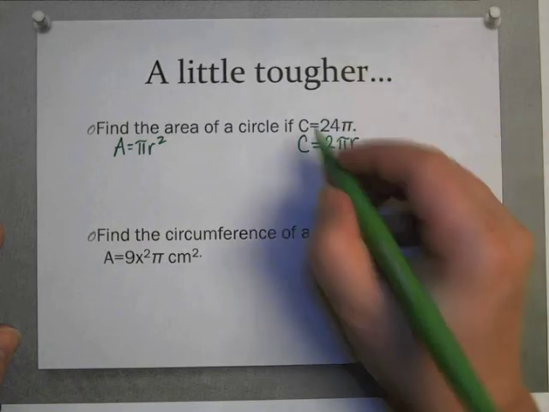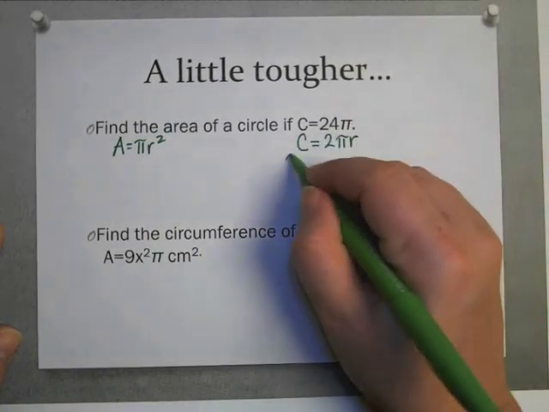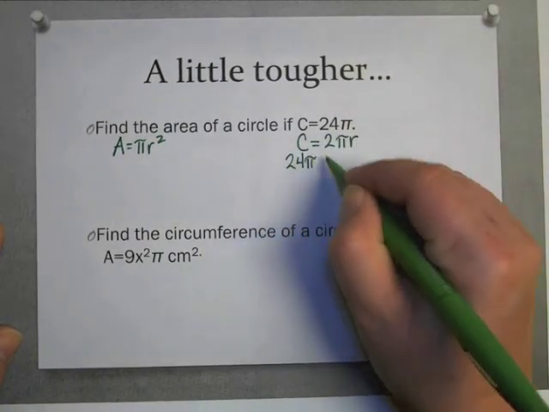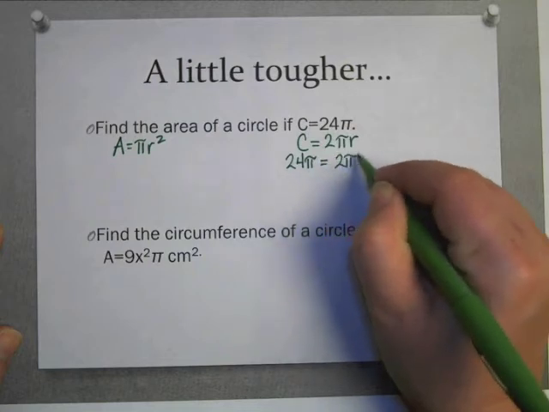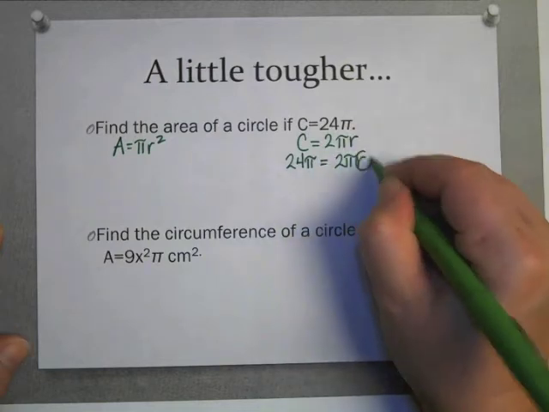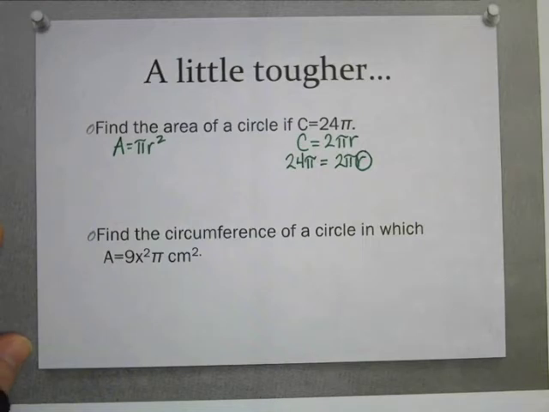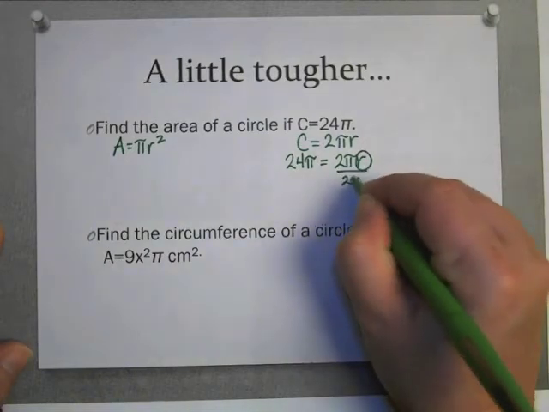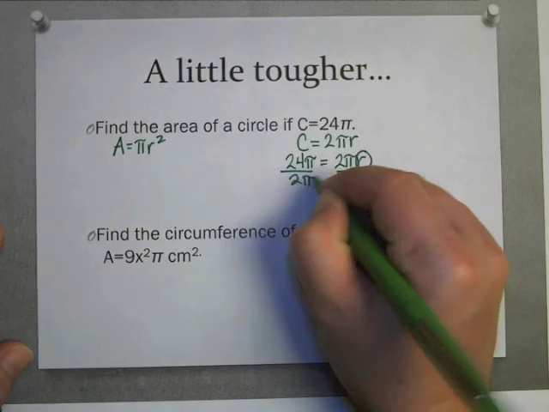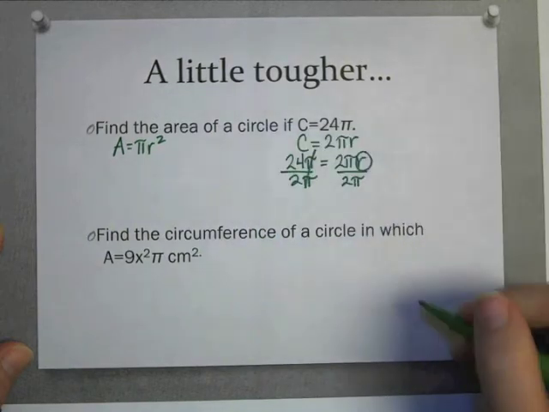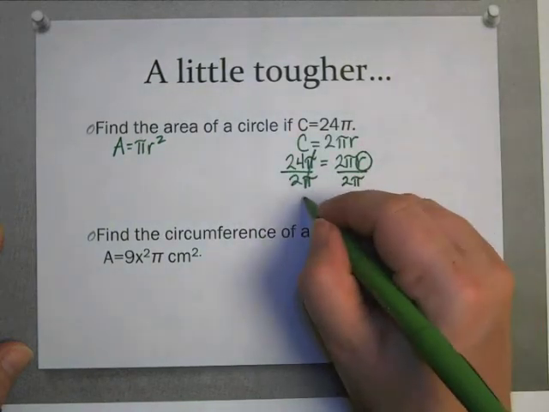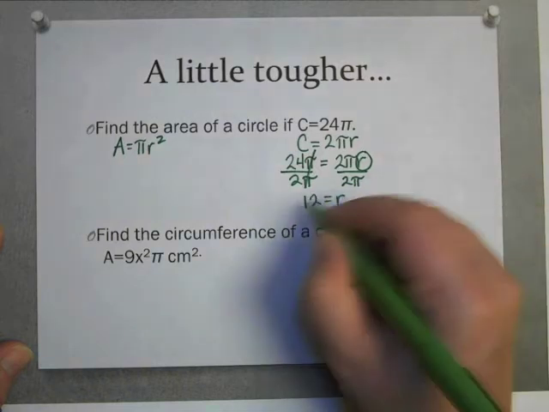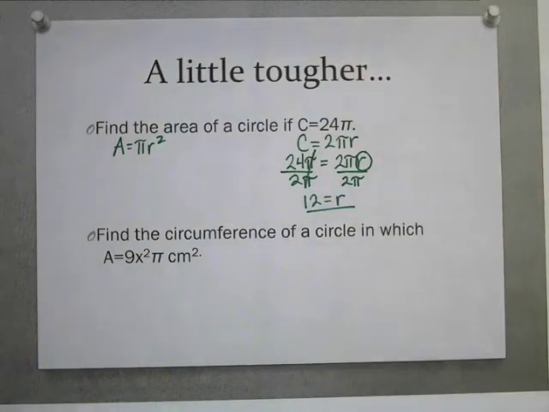So what I'm going to do is plug in what I know. Focus here first. So I plug in 24 pi. That equals 2 pi r. What I'm trying to solve for is this r. Since I want r by itself, I'm going to divide by 2 pi. Well, notice what happens to the pi's. Pi divided by pi cancels out. 24 divided by 2 is 12. So my radius is 12.